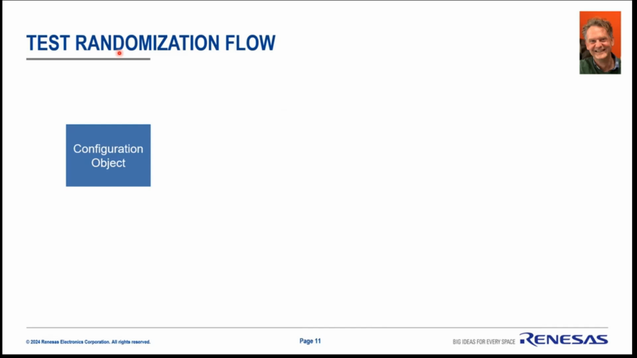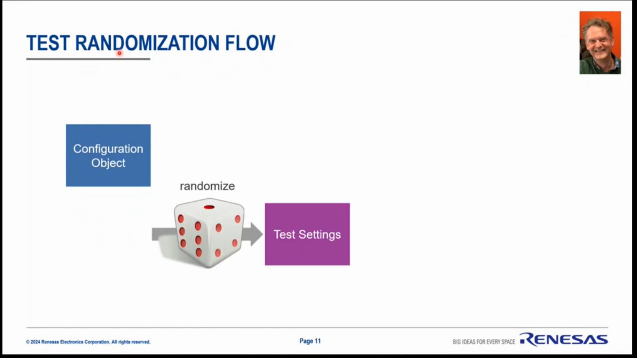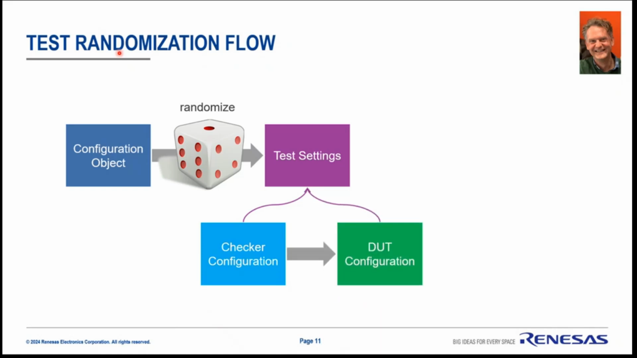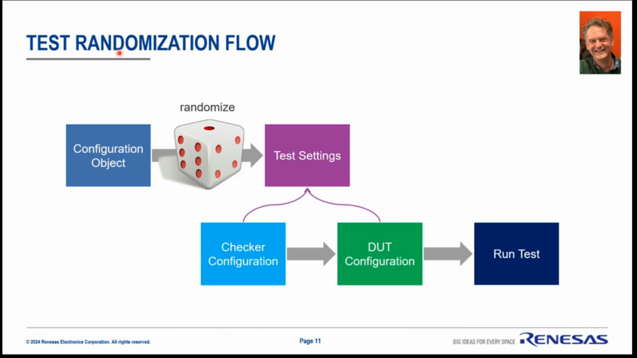So if we look at the randomization flow, how does this randomization affect a test and a design under test? How do we use this in practice? Typically we'd have some kind of configuration object, a SystemVerilog object or UVM object that carries our configuration for the test. We randomize it to get some test settings for a given test. Then the checker looks at those test settings to know which configuration to use for this test instance. We also apply those settings to the DUT configuration. Then we run the test and see if it passes or fails.